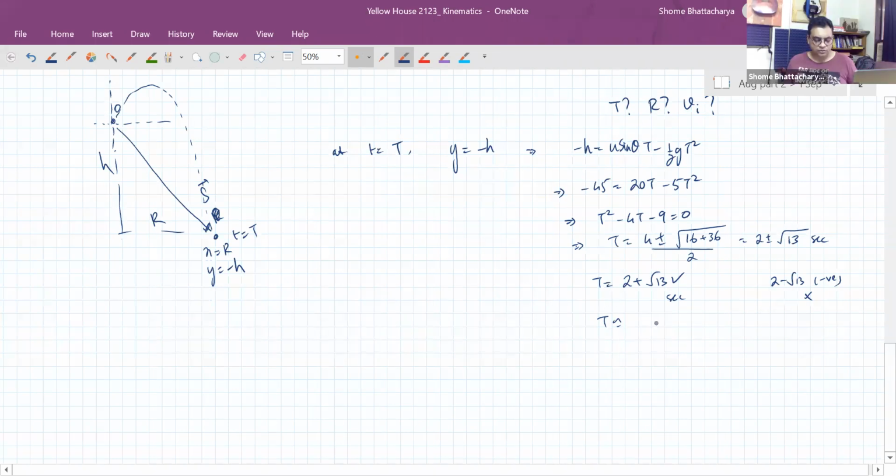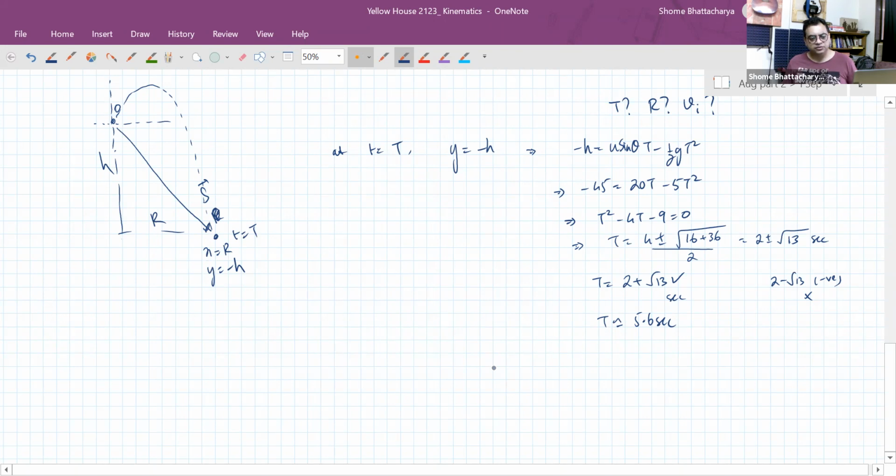Yeah, so we have to add the 2 here. So it's nearly 3.6 plus 2, so 5.6 seconds. If we approximate or round off up to first place of decimal, it will be like this. Anyhow, so this is okay for this.